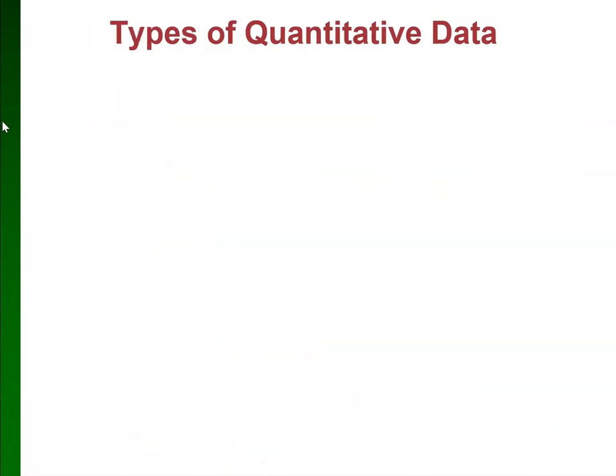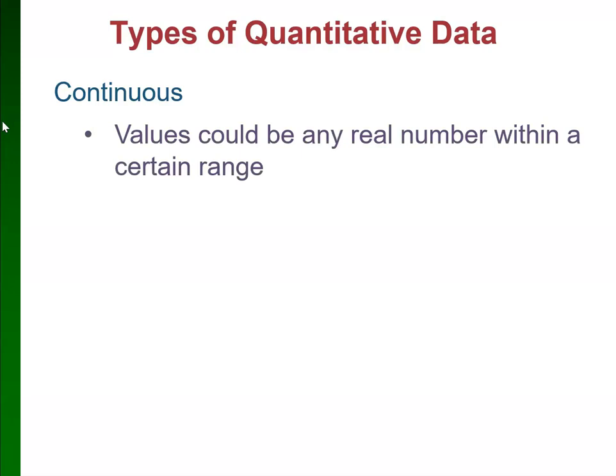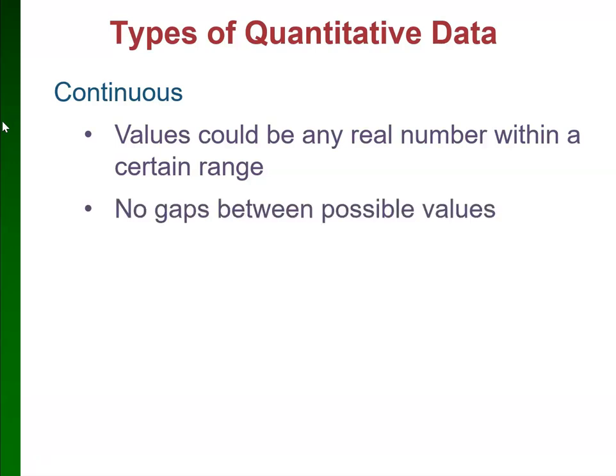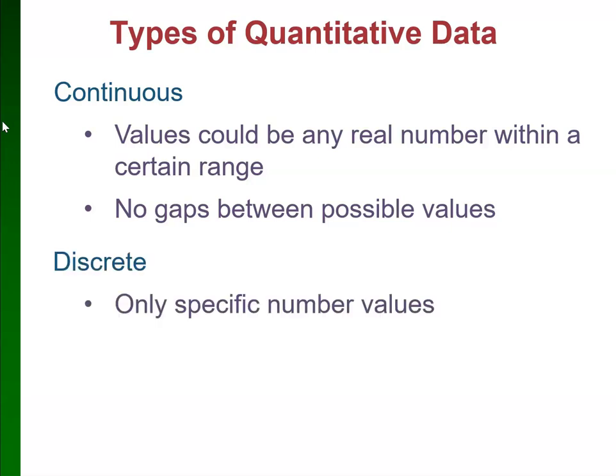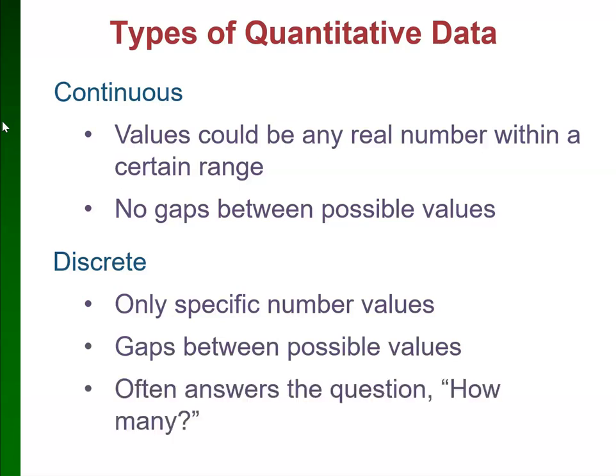Going back to quantitative data, there are actually two types of quantitative data. The first one is continuous. For continuous data, the values could be any real number within a certain range. This would correspond to an interval that you might have talked about in an algebra class. For continuous data, there are no gaps between the possible values. The other type is discrete data. Discrete data can only have specific number values, and there are gaps between the possible values. Discrete data often answers the question, how many?